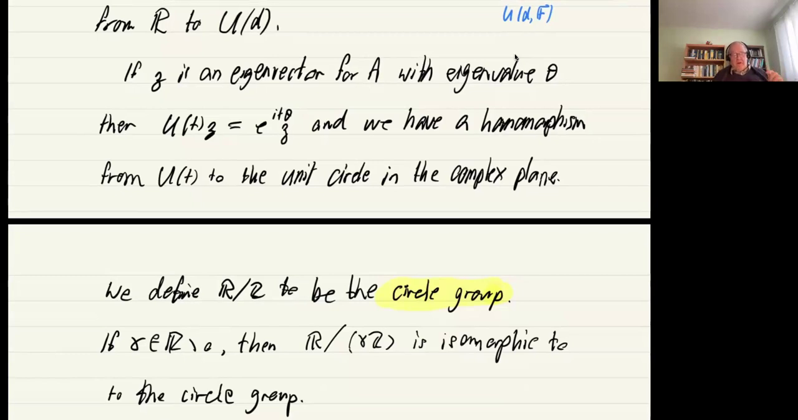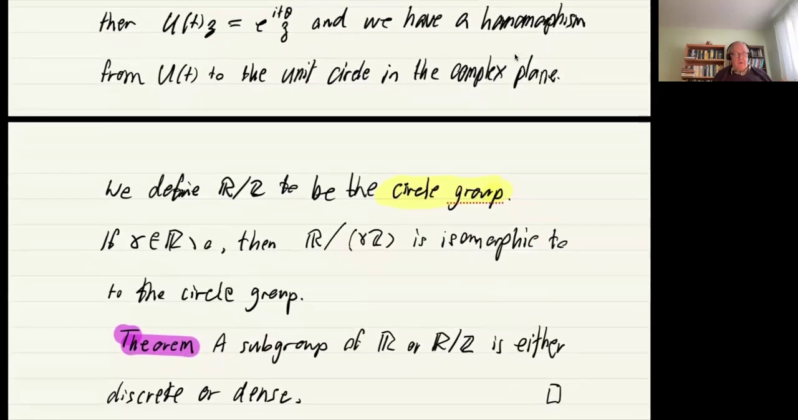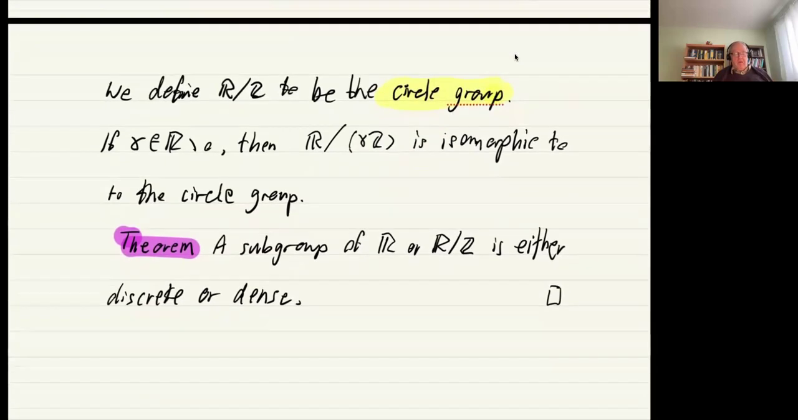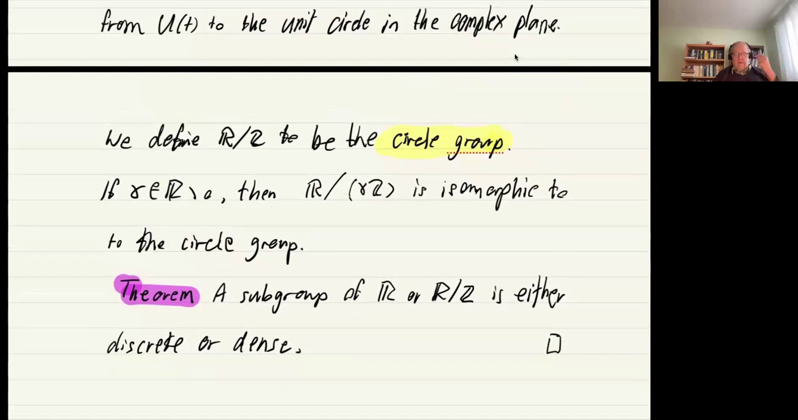Anyway, it's a quotient, and so it's common to say that R over Z is the circle group. This is just the quotient. This is the image of R, and the homomorphism takes the integers to 0. More generally, if gamma is a non-zero real number, then R modulo gamma Z is isomorphic to the circle group. I'm probably going to be sloppy and just refer to something as the circle group, provided it's isomorphic to the circle group.